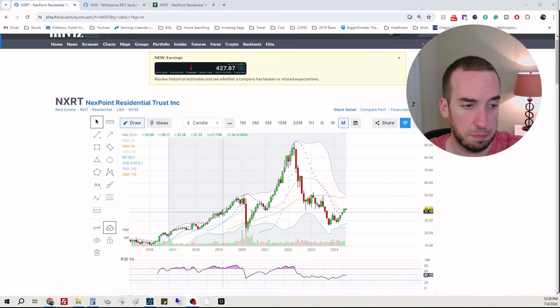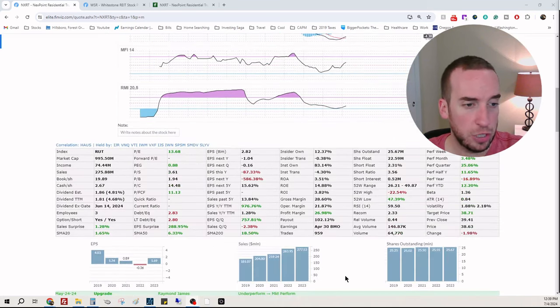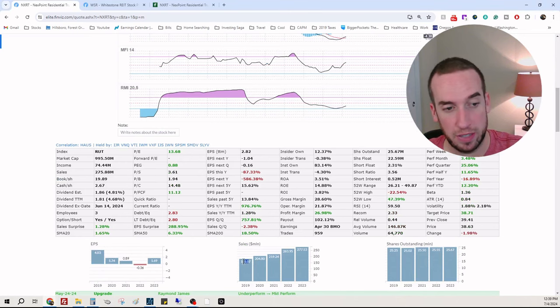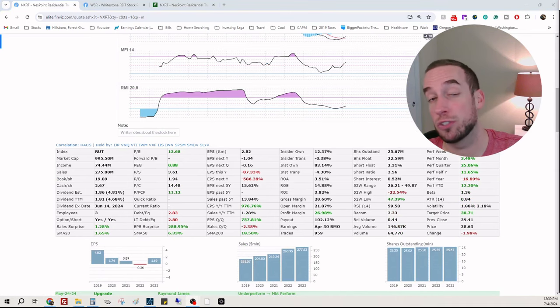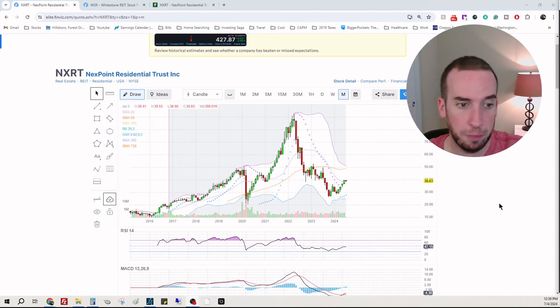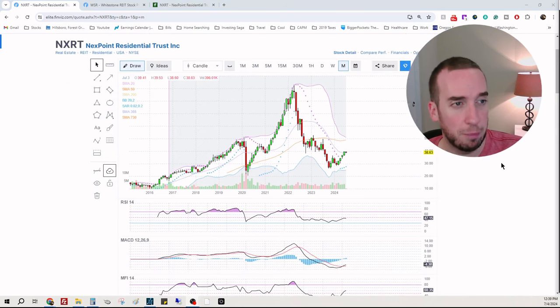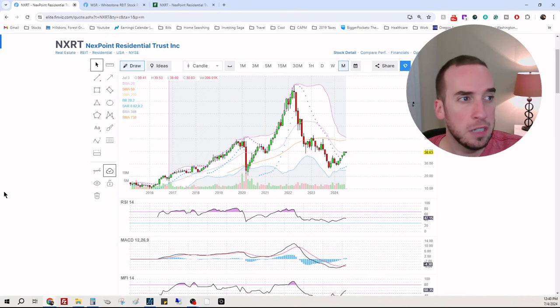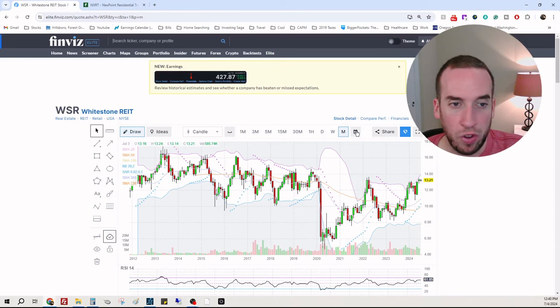Historically, though, it's decent. It's trading at levels back in 2019 when it was almost $100 million less in revenues. So you gotta weigh the risks and rewards here. This is the first REIT that we're seeing where institutions are selling. So moving on.